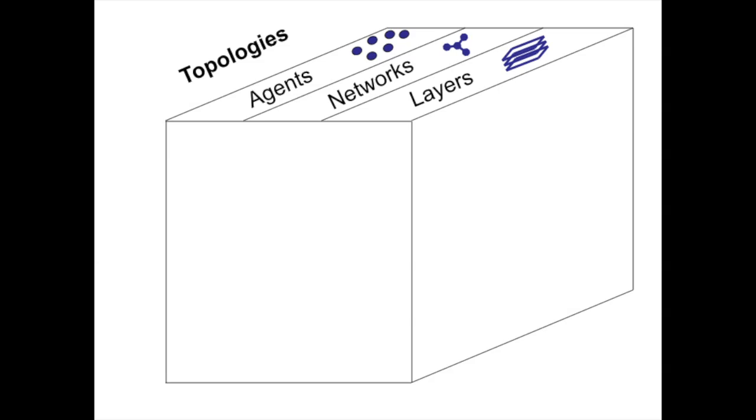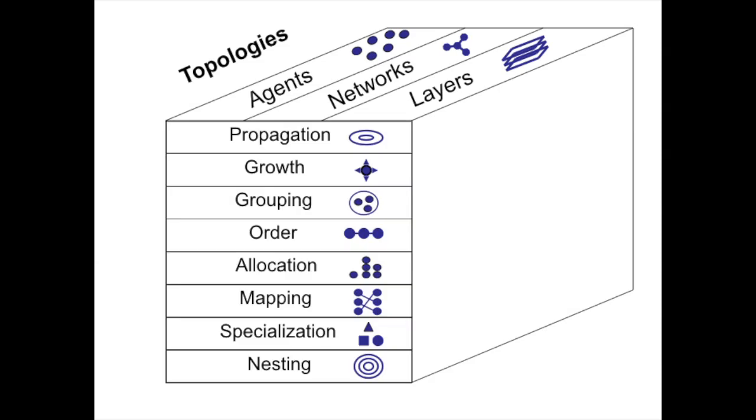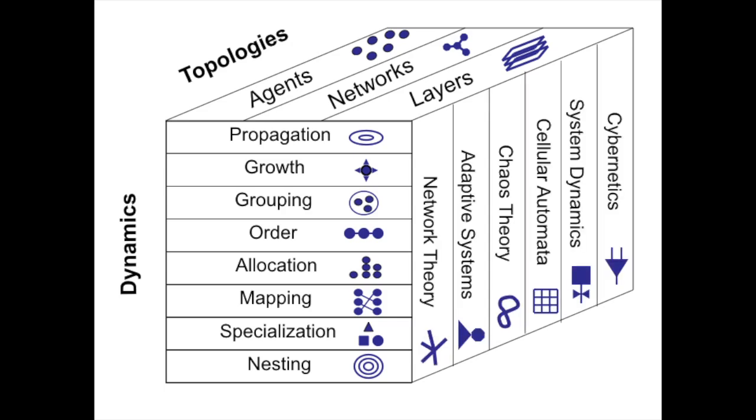These are the three that I primarily use: agents, networks, and layers. Now, those basically get changed through dynamics. Any one of these dynamics can apply to any one of these topologies. And the third side of this is basically kind of the glue. It's what I call paradigms. These are the different ways in which these dynamics are mapped to the topologies.